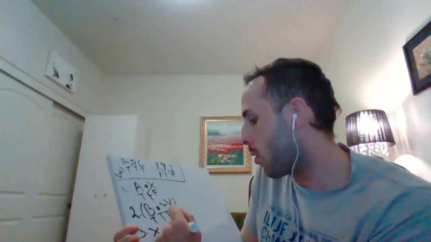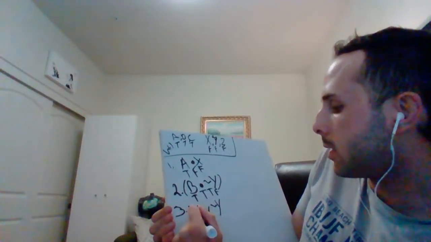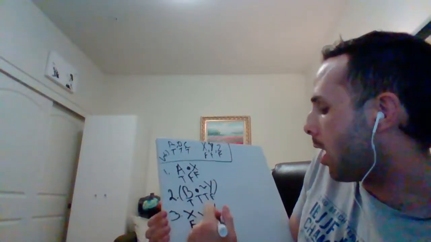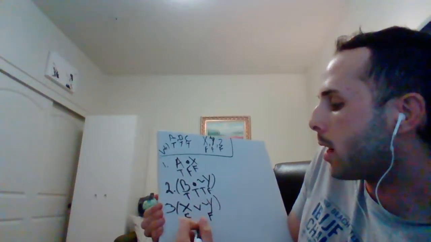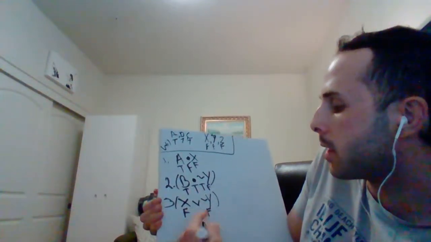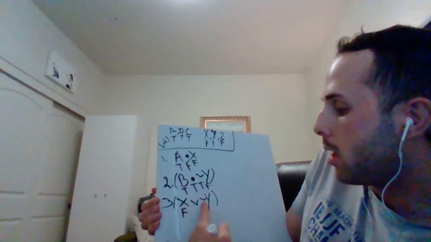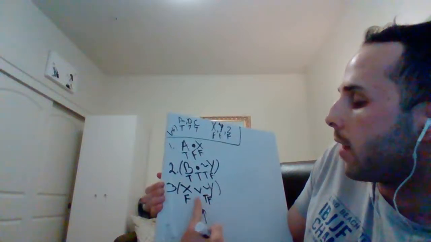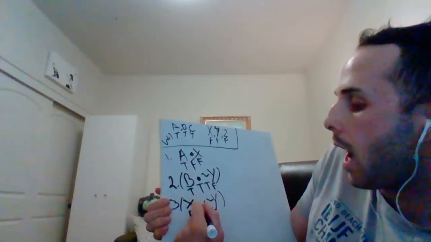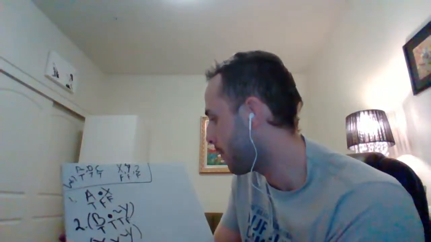For 3, I have either X or not Y. So X is false, not Y is false. My main operator here, my main connective, is going to be the disjunction. So I'm going to start here. Not F is T. And if I put an F and a T into the disjunction, I output a T. 3 is true. Okay, let's go to 4 over here.